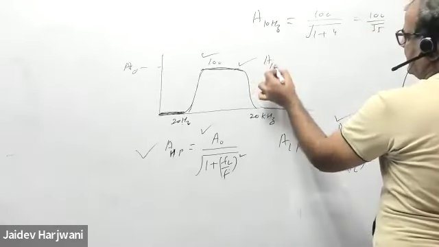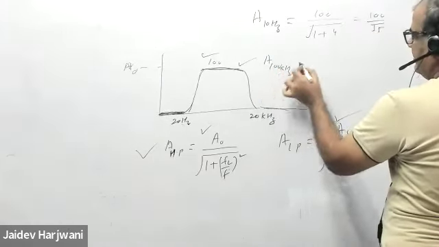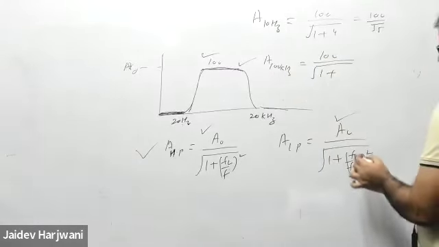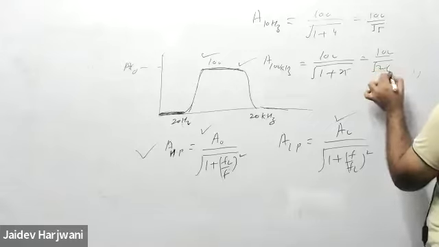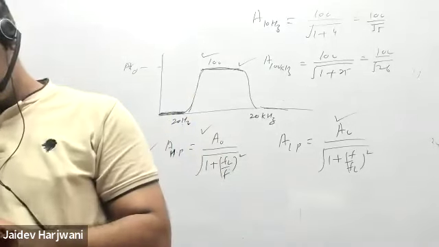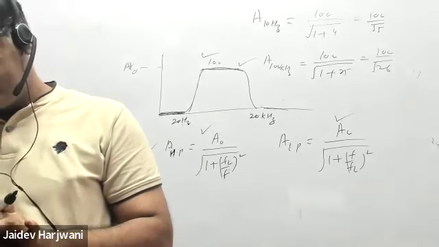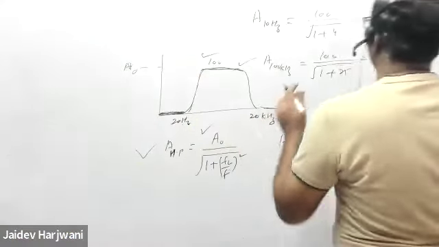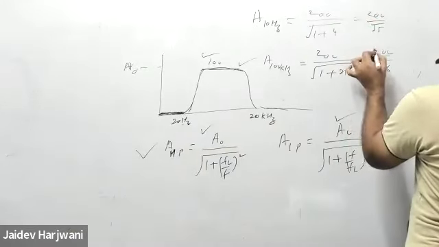Similarly, gain at 100 kilohertz will be 100 upon 1 plus, this is 20, 5, 25, 100 upon root 26. Find the ratio. It's 200, right? The mid voltage gain is 200. Make it 200. That will cancel out actually.